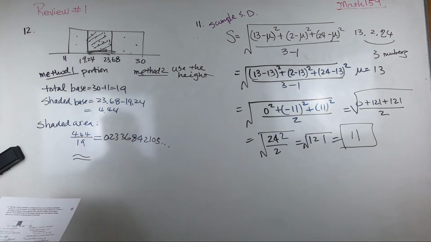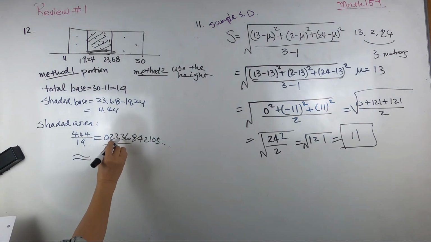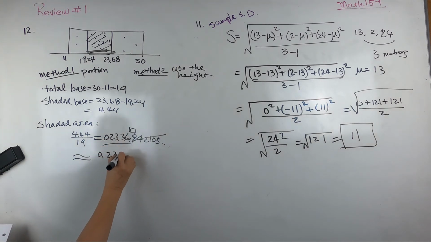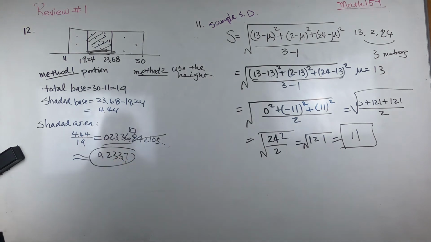Then it says how many decimal places we need? 4: 1, 2, 3, 4. Then this one needs to be rounded up, so it would be 23.37%, somewhere there. Right?